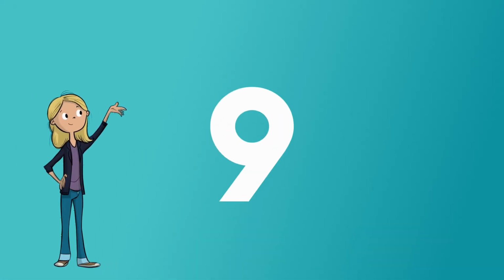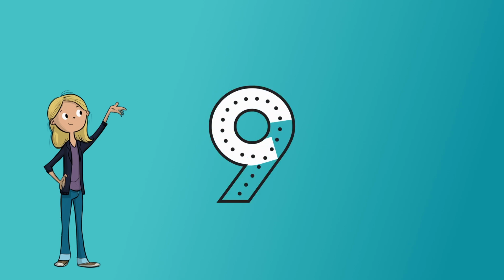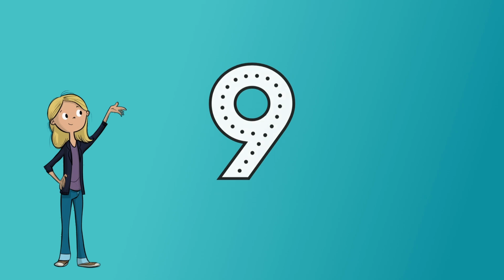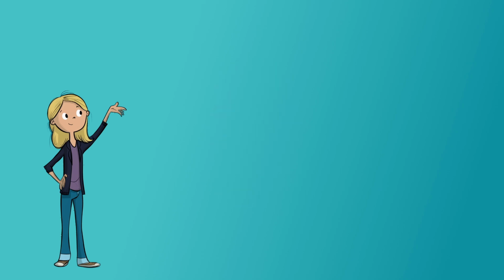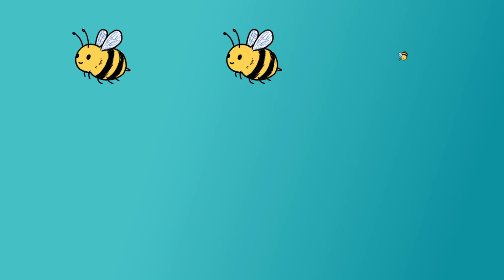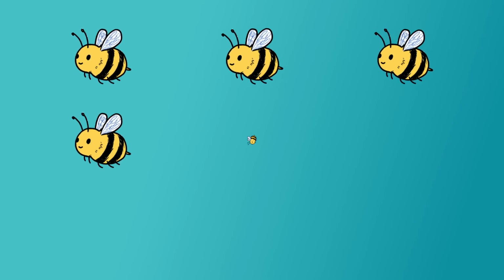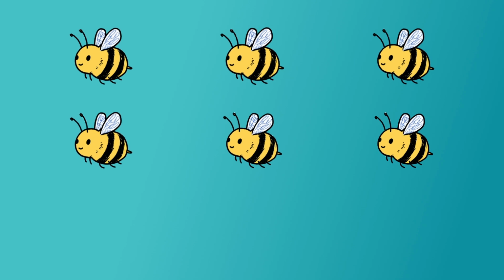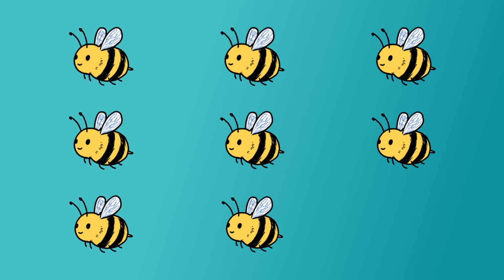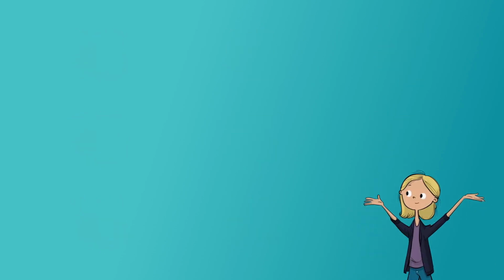9 is fine. It's right on time. A circle at the top, a slanted line. The number 9 is looking fine. Let's count 9 dancing bees. 1, 2, 3, 4, 5, 6, 7, 8, 9. Here's some more ways to show the number 9.